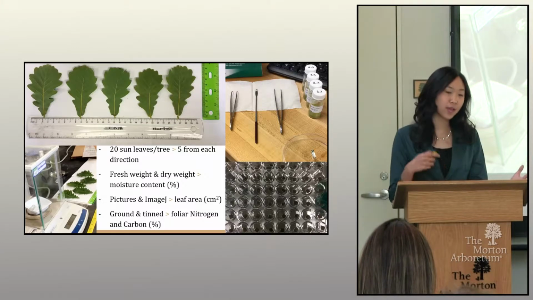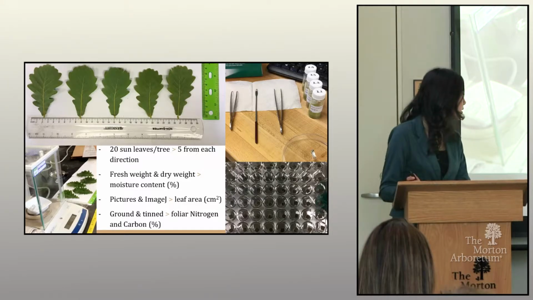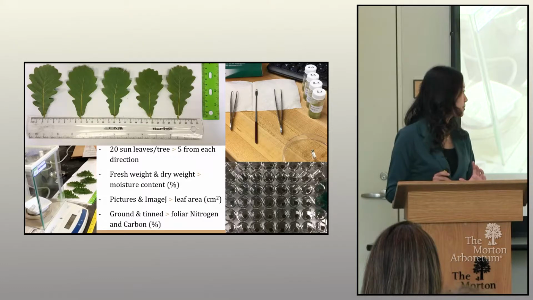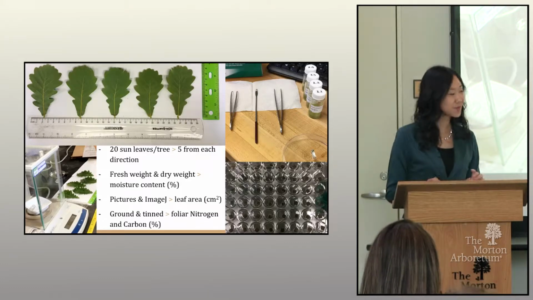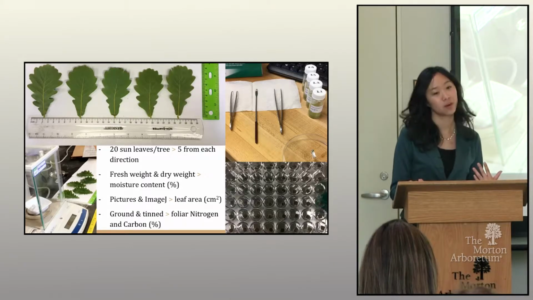And using the fresh weight and the dry weight, I was able to estimate the percentage of moisture content in the leaf samples. The dried samples were then ground and wrapped in tiny tin boats, and these tin samples were run in an elemental analyzer, which told me the foliar nitrogen and carbon.